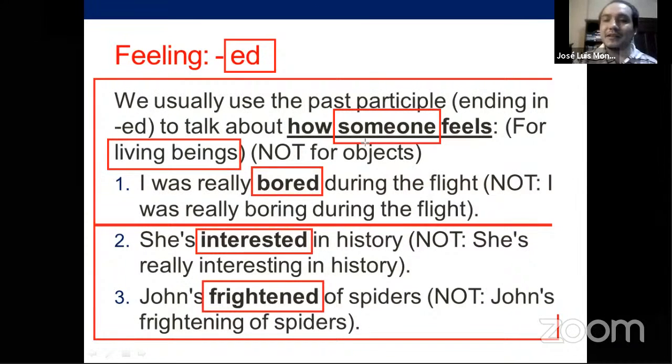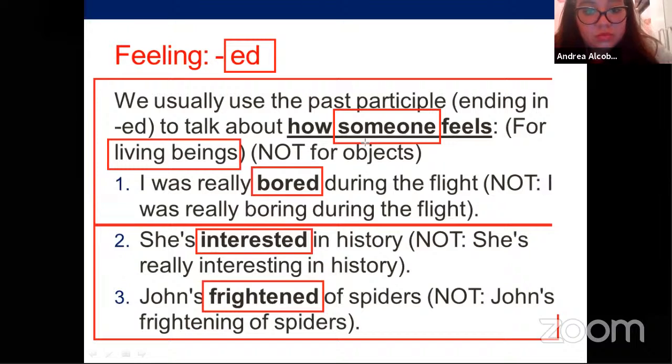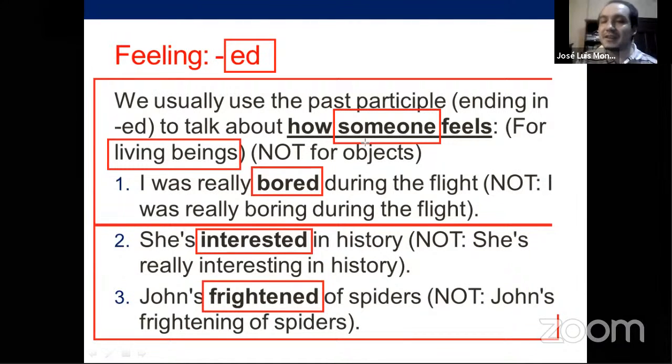Party is an object. A party doesn't feel, right? A party is not sad. A party is not scared. A party doesn't feel. A party doesn't have emotions. So it's incorrect to say the party is bored.